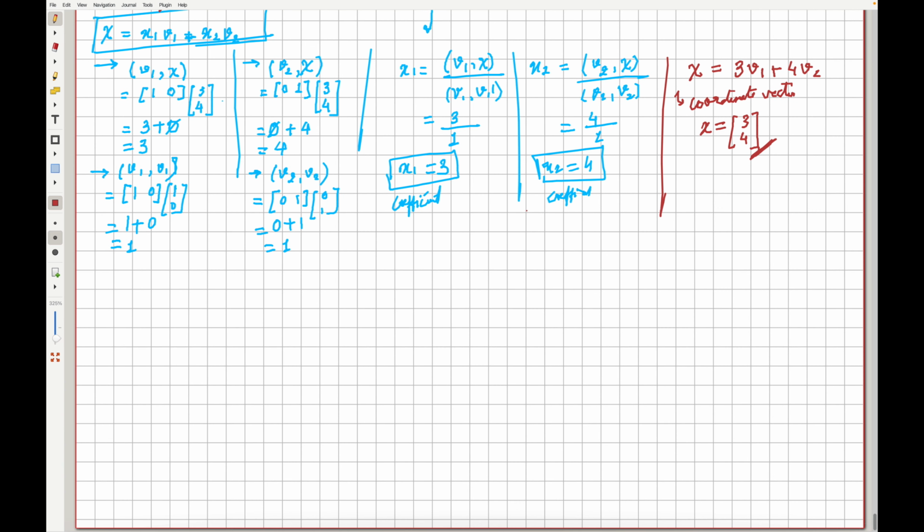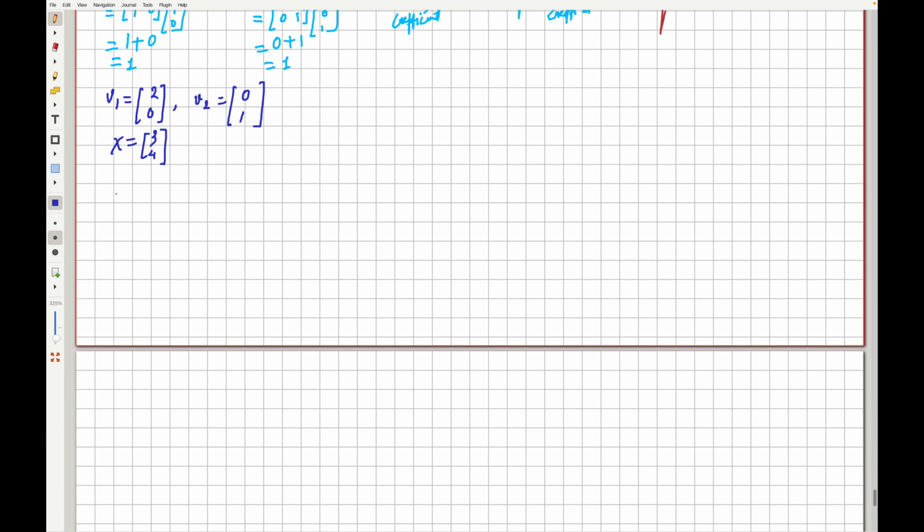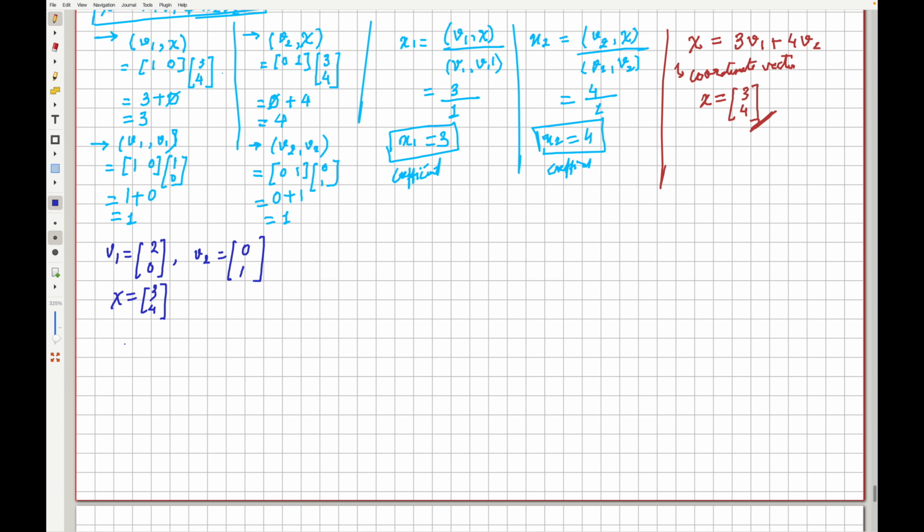Now another example, let's try and look at that. I'm going to create a new page. Here let's say the basis vectors v1 and v2 are not standard basis vectors, that is to say they are not zeros and ones, they are something different. So we have v1 that is 2 0 instead of 1 0, and the rest of it is the same. So this is 3 4. Again we go through the steps of calculating these values same as above.